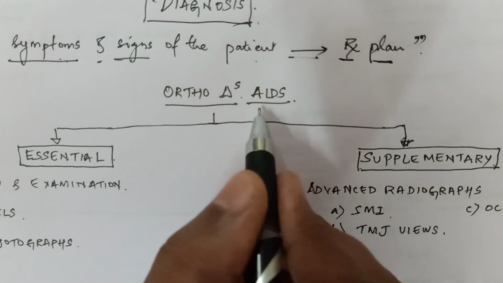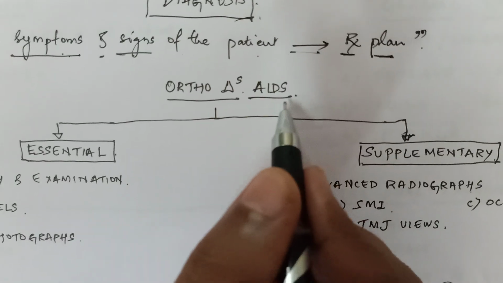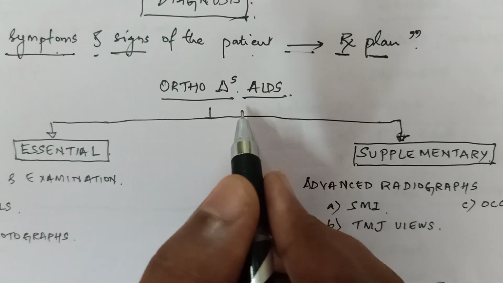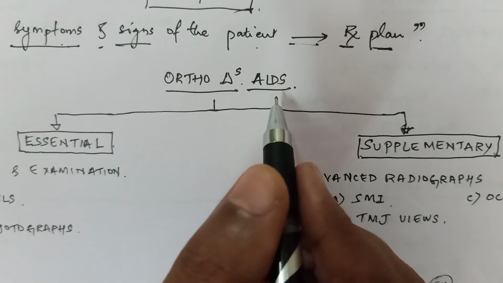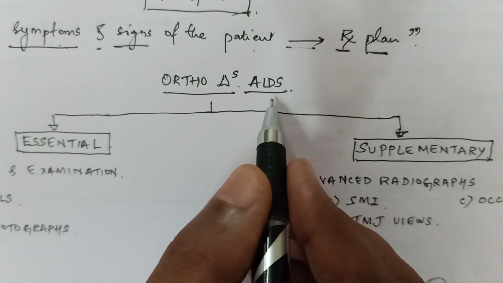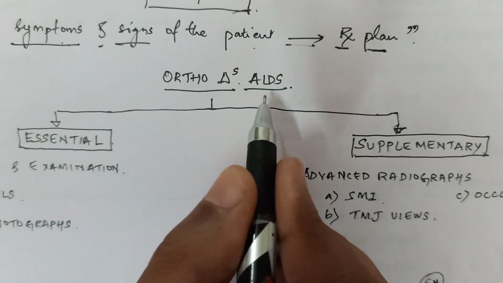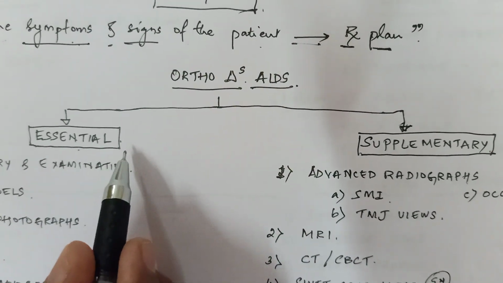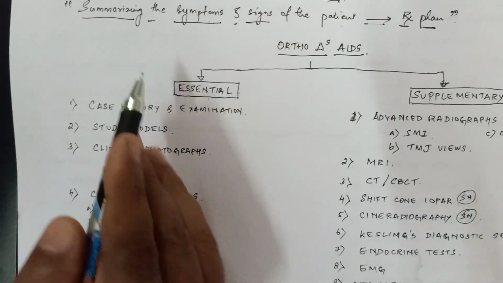Aids means not the disease AIDS. Aids means help, something which you take as a help. Understood? So orthodontic diagnostic aids. This usually comes as a main question. Mention the orthodontic diagnostic aids, and they may ask about some particular aid or some investigation. So you have to just remember orthodontic diagnostic aids. If they ask the question, you write the heading orthodontic diagnostic aids. These can be of two types. Basically, they are classified as essential diagnostic aids and supplementary diagnostic aids. Okay. So now coming to the essential aids.